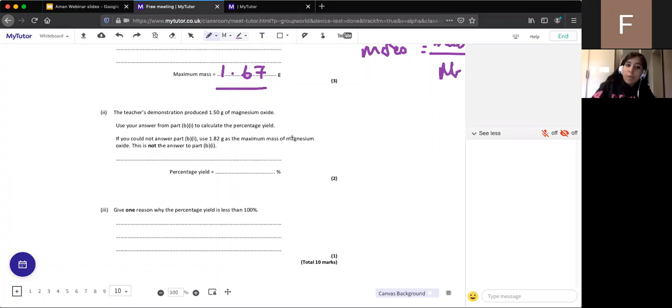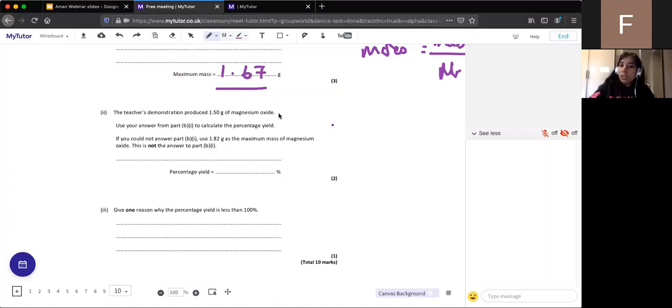So we've got a maximum mass of 1.67. The teacher produced 1.5. Yep, good. So it's actual mass divided by theoretical mass. Someone said it's 1.67 divided by 1.5. Not quite, it's the other way around. Remember, she produced 1.5. The theoretical mass is the mass that we said could be produced, which is 1.67. And then, yep, someone said 1.5 divided by 1.67 times 100.